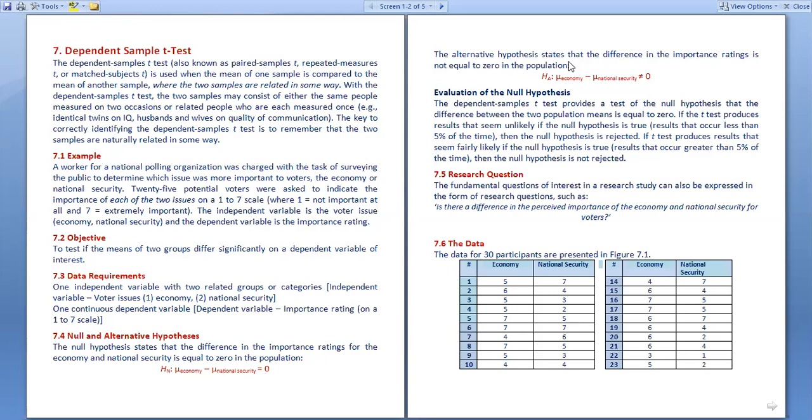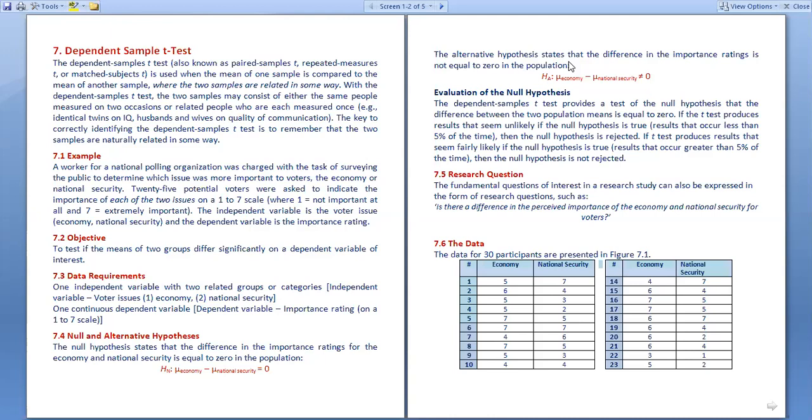When we are talking of the dependent sample t-test or paired sample t-test, the major concern in identifying it is to remember that the two samples are naturally related to each other, one way or the other. Let's have an example of the dependent sample t-test.